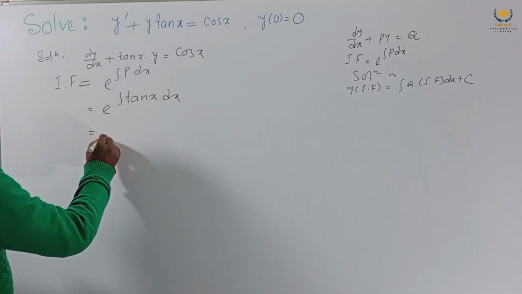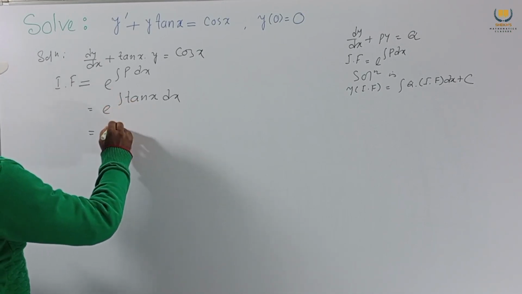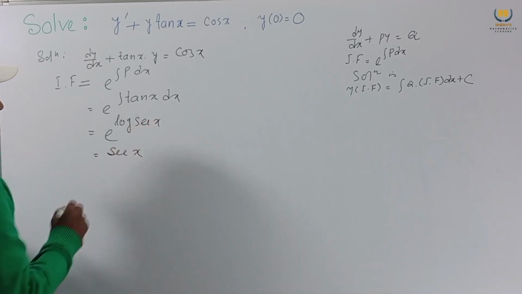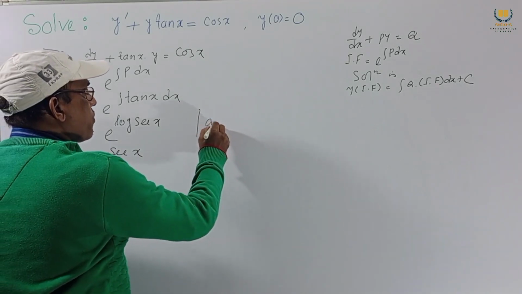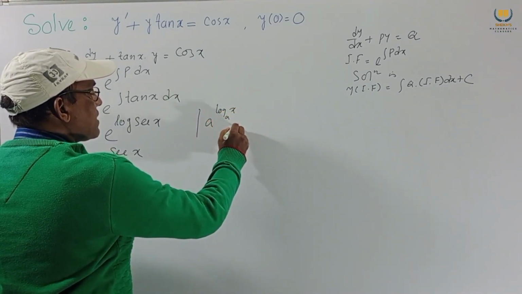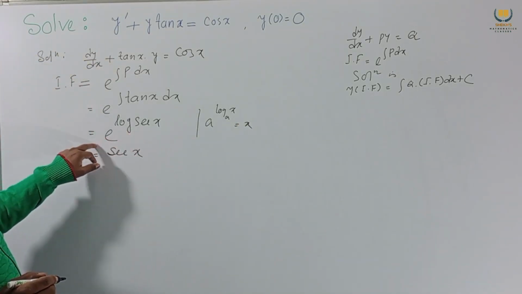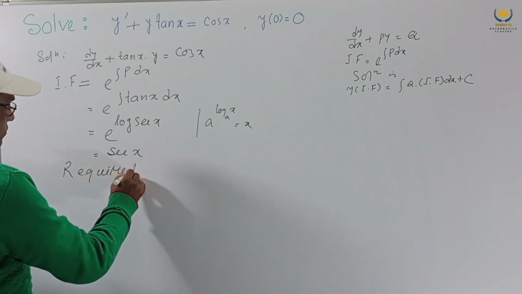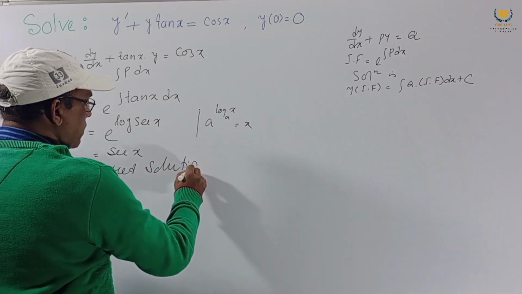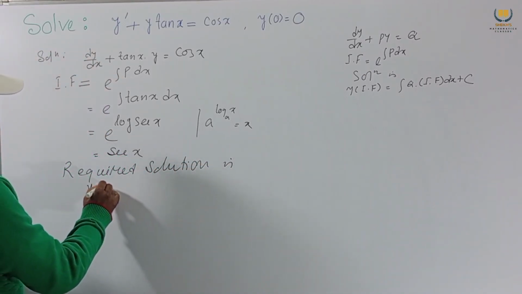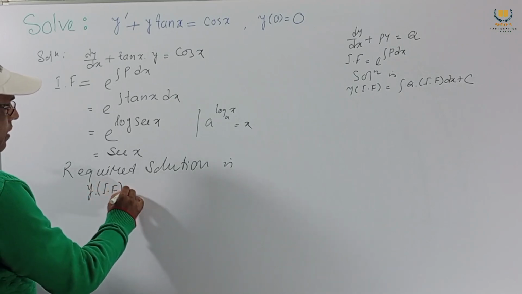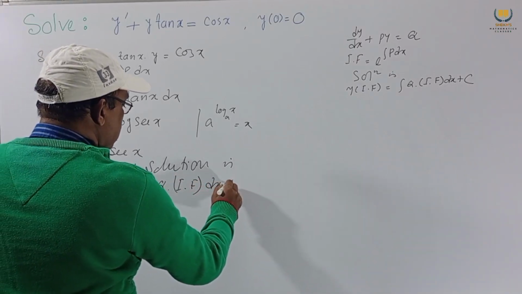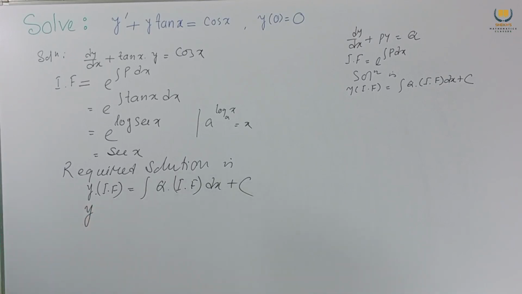dx, and e to the power integration of tan x means log of sec x, and this will be sec x, because we know a to the power log x base a, the answer is x, and here the base e is the same, so the answer is sec x. Required solution is y into IF equals Q into IF dx plus c.